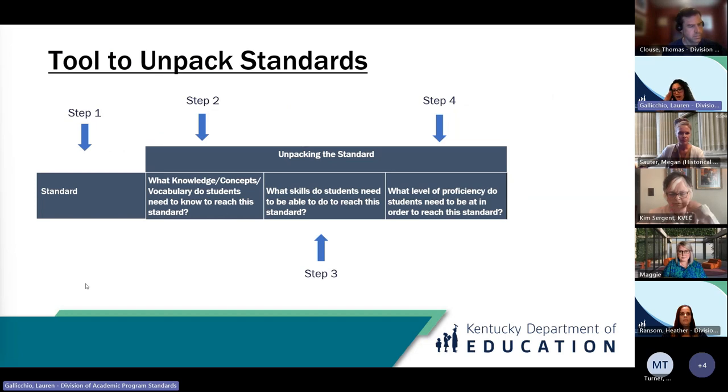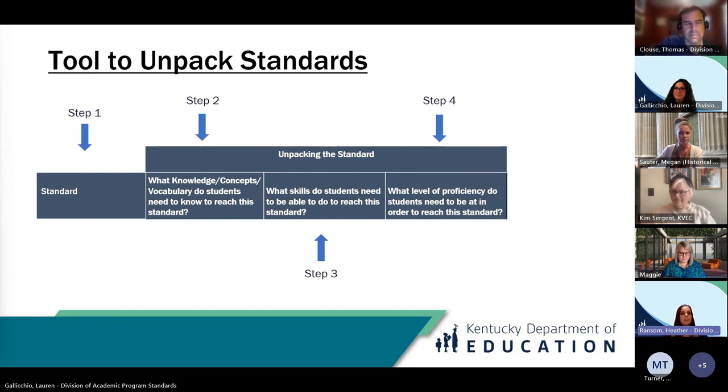So what we're going to do now, I'm going to turn it over to Heather, and she's actually going to help us break down the standard that we will be working with tonight. Okay, so this is our tool to unpack standards, and this can be found on kwasstandards.org among all of our other resources. And so you can see here, we're going to do the first four steps today.